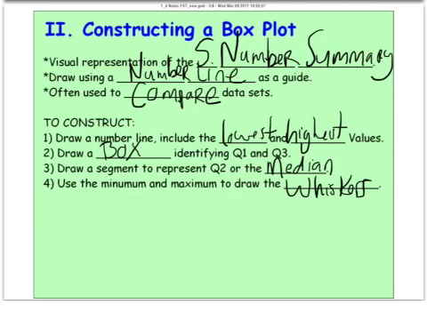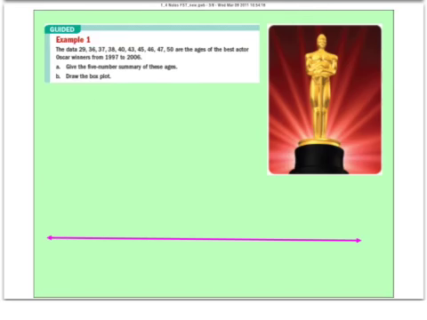So let's go ahead and look at some data real quickly on the next slide and construct a quick box plot and then move on. Here we have this data here: the ages of the best actor Oscar winners from 1997 to 2006. This is factual data. They want us to give them a 5-number summary of the ages and then draw the box plot. Well, what I'm going to have you do is pause the video, and I want you to go ahead and by hand figure out what the 5-number summary pieces of data are.